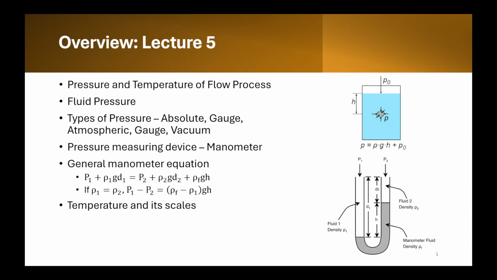Next, the pressure and temperature of flow process in lecture 5 were discussed. So here, firstly, the derivation of the fluid pressure was taken up. So this is the relation for the fluid pressure. This is the external pressure, or the atmospheric or ambient pressure, which is being exerted on this fluid column. And rho GH is the pressure of this liquid column itself, which has this height. So up till this height, it will be P naught plus rho GH.